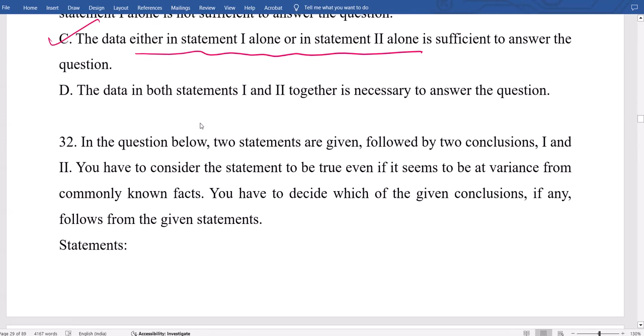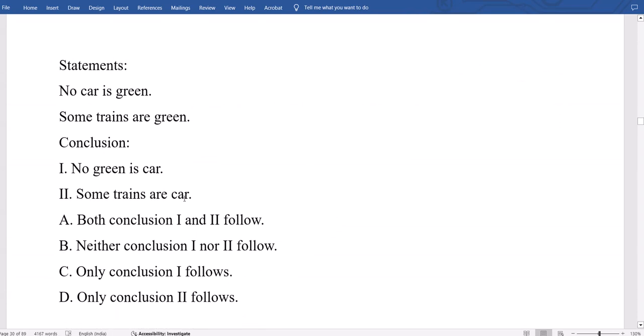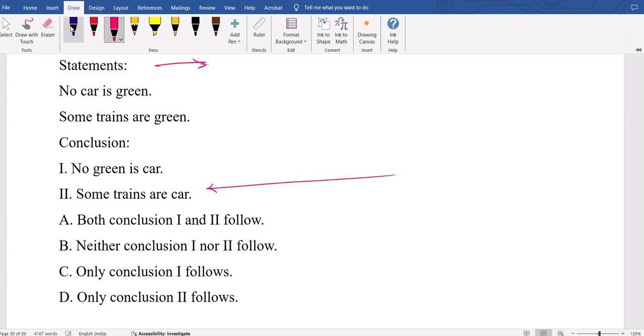Let us see the next question. This is again statements and conclusions related. Try this. Draw the diagram satisfying the statements. From the diagram, decide the conclusion. Conclusion is the one which is true in all cases.